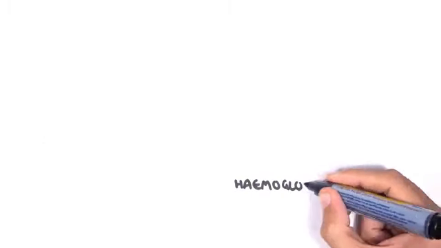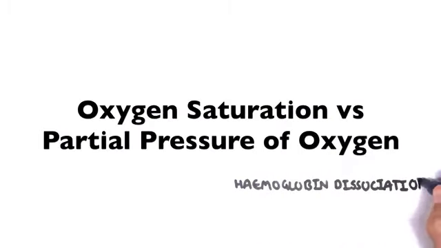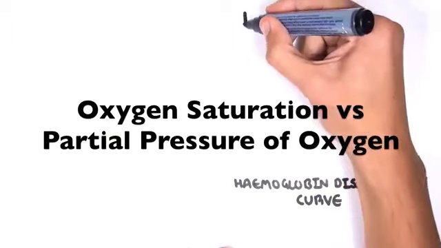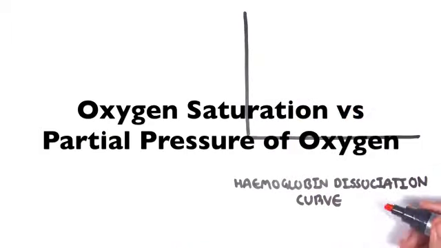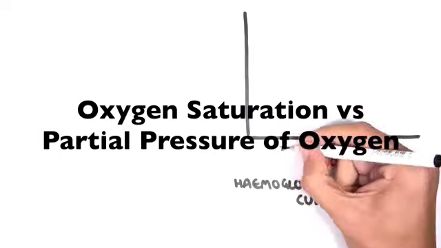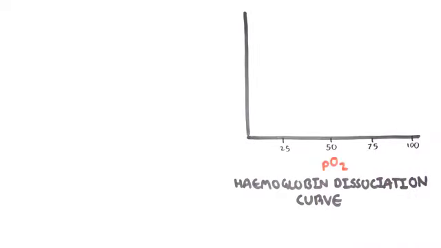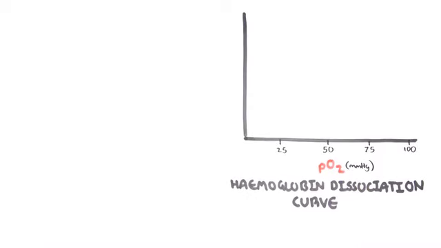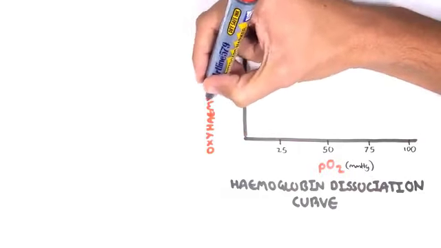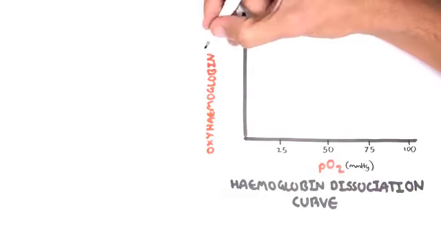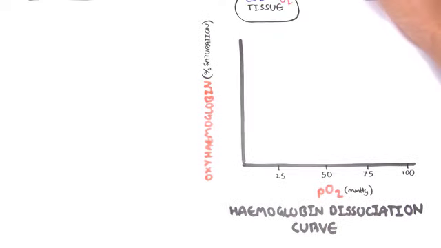The hemoglobin dissociation curve, or the oxygen hemoglobin dissociation curve, relates a percentage saturation of the oxygen carrying power of hemoglobin to the partial pressure of oxygen. Now that might sound crazy, but let's just try to understand it together. So on the x-axis, you have the partial pressure of oxygen, 25 to 100 millimeters mercury. And on the y-axis, you have the saturation of hemoglobin, which what we're looking at specifically is oxyhemoglobin in percentage.